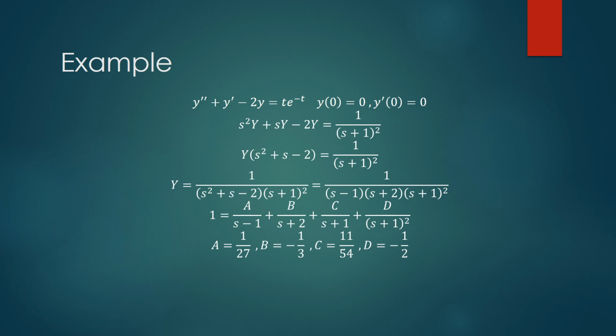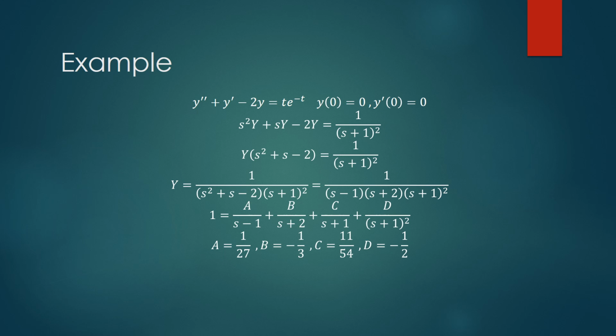This is an example of solving a differential equation using the Laplace transform. The given equation is y double prime plus y prime minus 2y equals t times e to the negative t, when y(0) equals 0 and y prime (0) equals 0. Using the Laplace transform on both sides, the left hand side becomes s squared Y plus sY minus 2Y, and the right hand side becomes 1 over (s plus 1) squared.